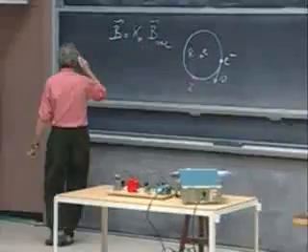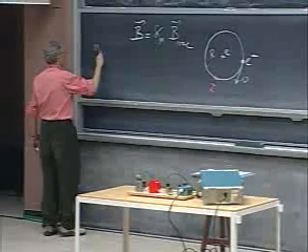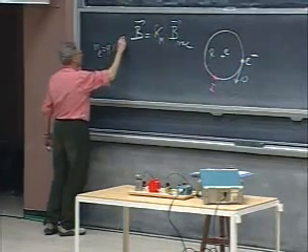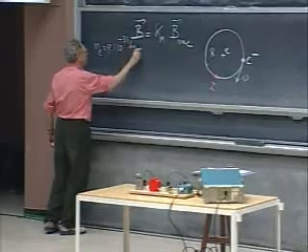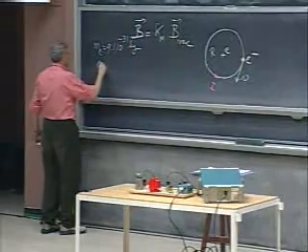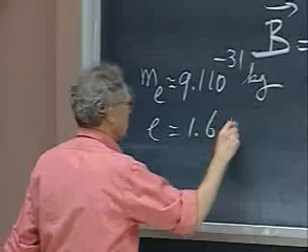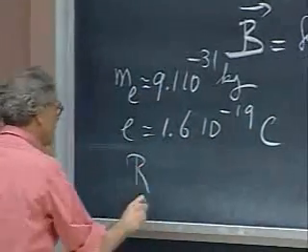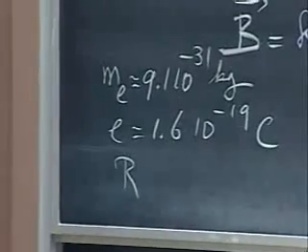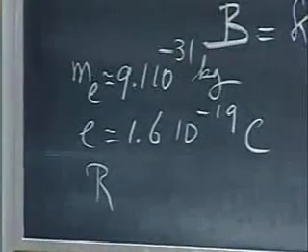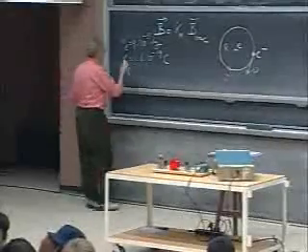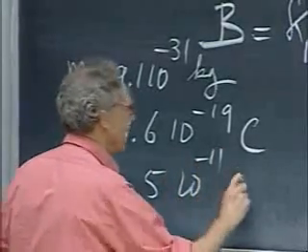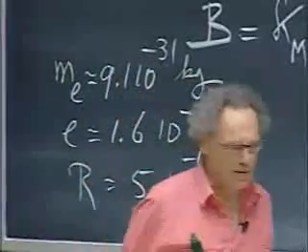The mass of an electron, you should know that by now, is approximately 9.1 times 10 to the minus 31 kilograms. The charge of the electron, 1.6 times 10 to the minus 19 coulomb. And the radius of the orbit in a hydrogen atom, it's often called the Bohr radius, by the way, is approximately 5 times 10 to the minus 11 meters. We're going to need these numbers. That's why I write them down for you.